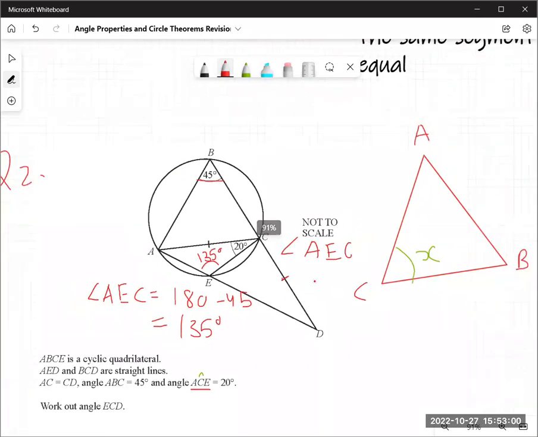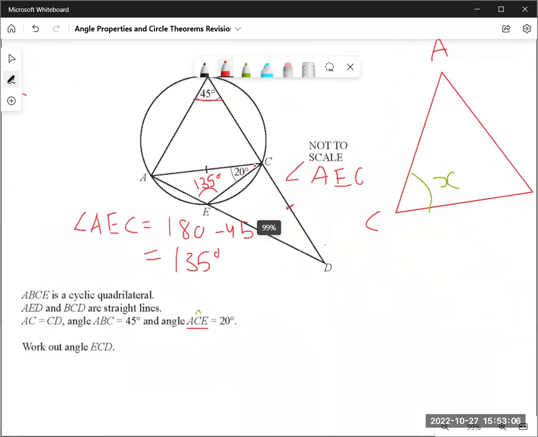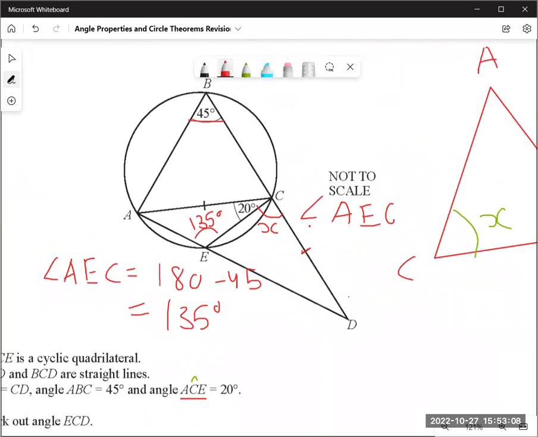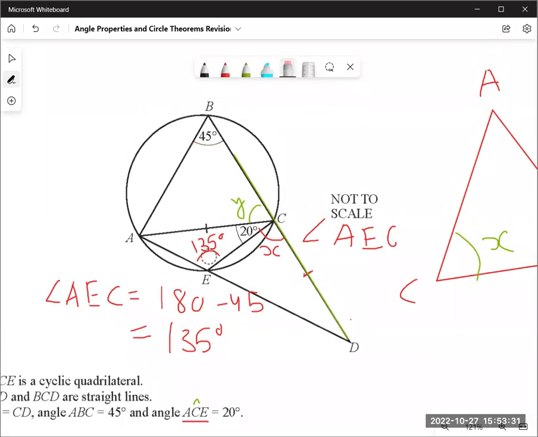Now my job is to realize what we are supposed to find. We're supposed to find ECD. This one. That's the main goal. If somehow I can find this angle, then I can find X as well, because they're on a straight line, and angles on a straight line add up to 180. That's the total. Fine. Now, let's look at a few things here. The first thing is, if I know that this is 35, all right? Yes, that's 35.